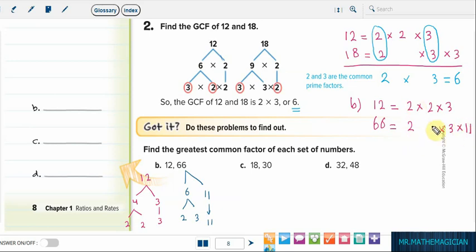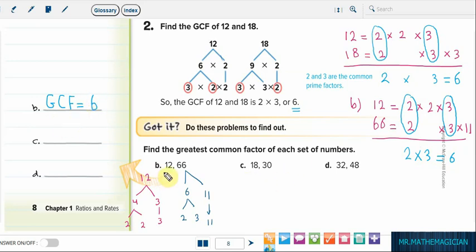It's important to align the prime factors. So the 2 under the 2 and the 3 under the 3 and the 11 is outside because no 11 here. Now let's take the common parts, common factors. Here 2 is common and also 3 is common. So we can say 2 multiplied by 3, which is 6. So for problem B, the greatest common factor is 6.